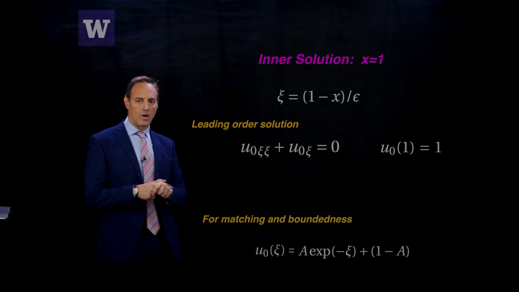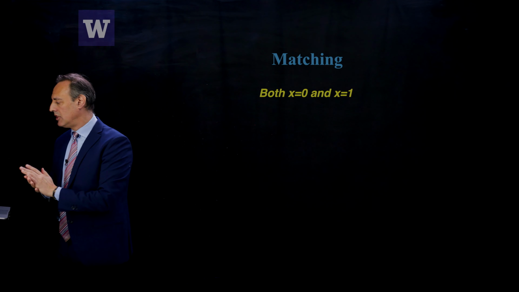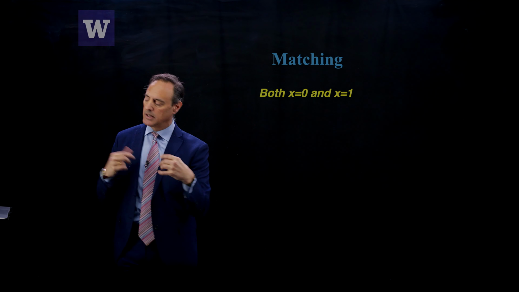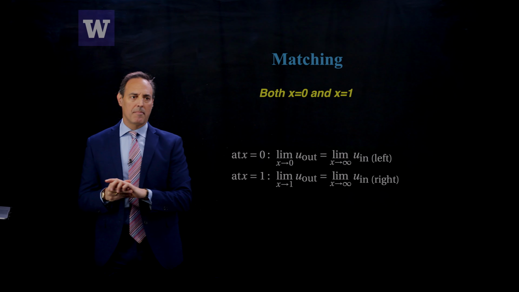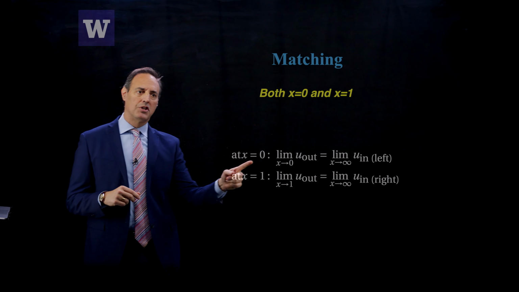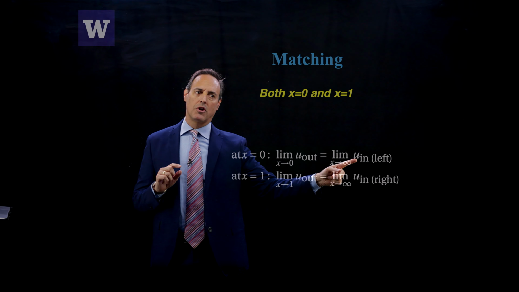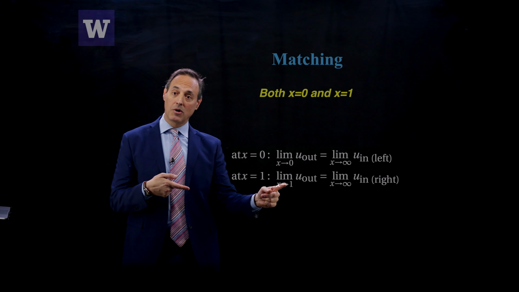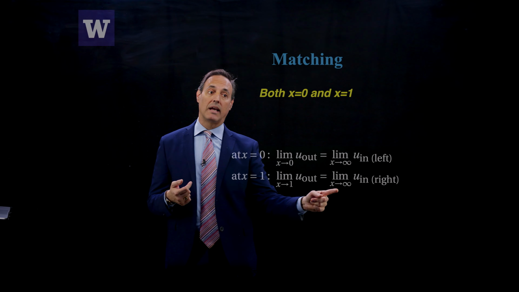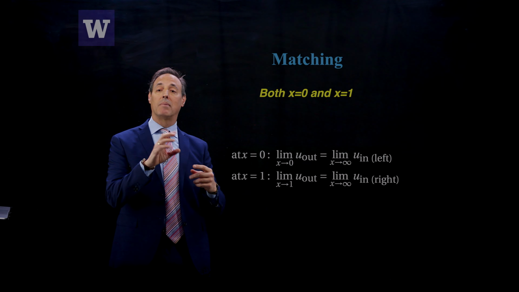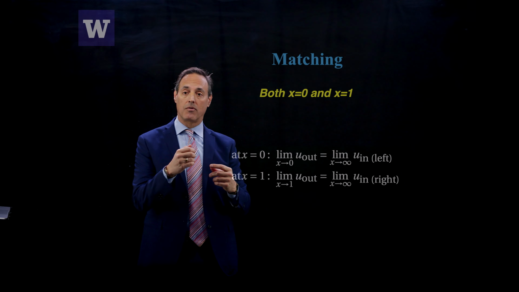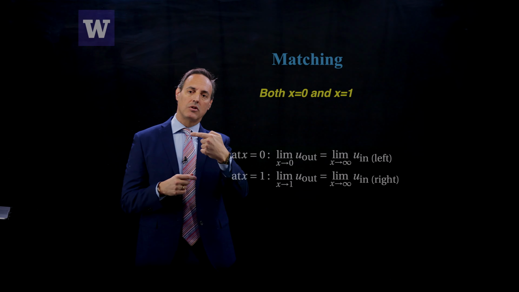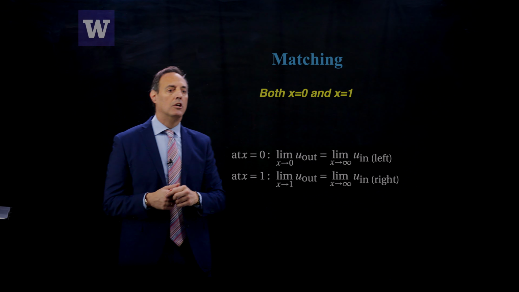Okay, all right, so let's go about and try to match things now. Matching has to occur at both sides, x equals 0 and x equals 1. So here's how the matching works. At x equals 0, you take your outer solution and match it to the inner solution on the left as c goes to infinity. At x equals 1, you take the outer solution going to 1, and you match it against the inner solution as c goes to infinity. Remember, my inner variable c was 1 minus x over epsilon. So when c goes to plus infinity, that means you're moving into the domain where the outer solution lives. Those are the matching conditions.